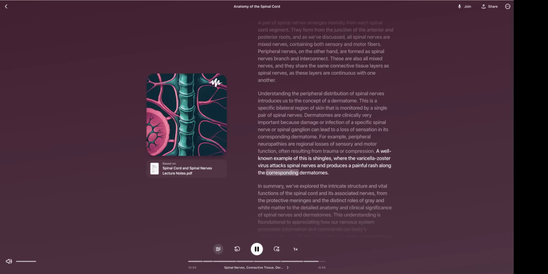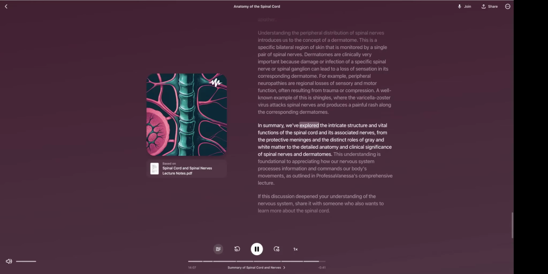A well-known example of this is shingles, where the varicella zoster virus attacks spinal nerves and produces a painful rash along the corresponding dermatomes. In summary, we've explored the intricate structure and vital functions of the spinal cord and its associated nerves, from the protective meninges and the distinct roles of gray and white matter to the detailed anatomy and clinical significance of spinal nerves and dermatomes.